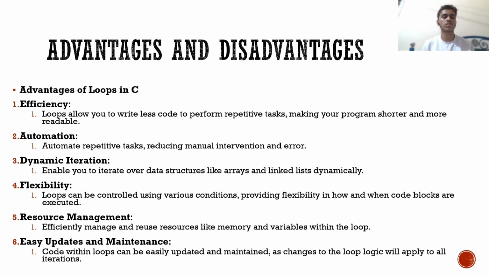Dynamic iterations enable you to iterate over data structures like arrays and linked lists dynamically. Flexibility. Loops can be controlled using various conditions, providing flexibility in how and when code blocks are executed. Resource management. Efficiently manage and reuse resources like memory and variables within loops. Easy update and maintenance. Code within loops can be easily updated and maintained, as changes to the loop logic will apply to all iterations.